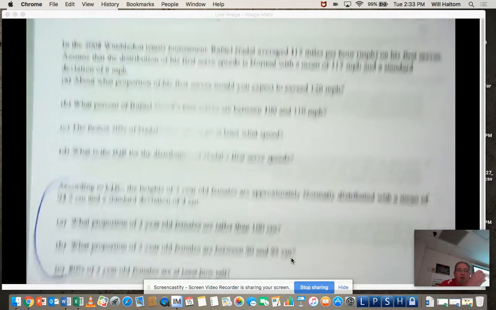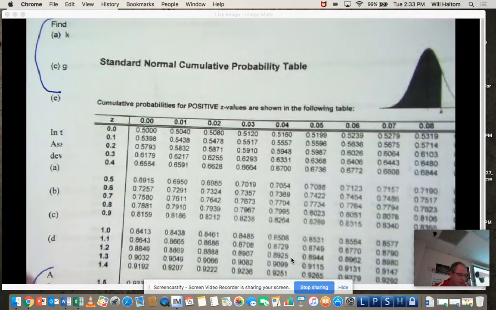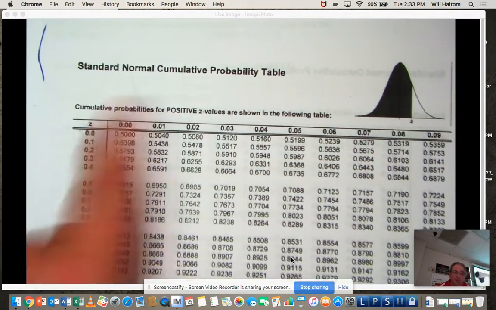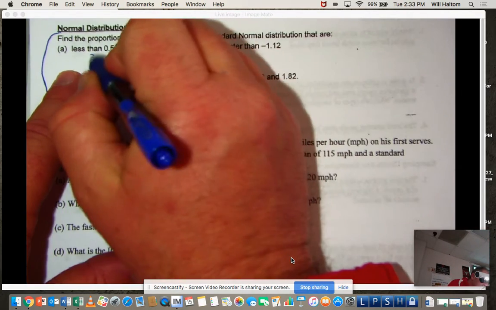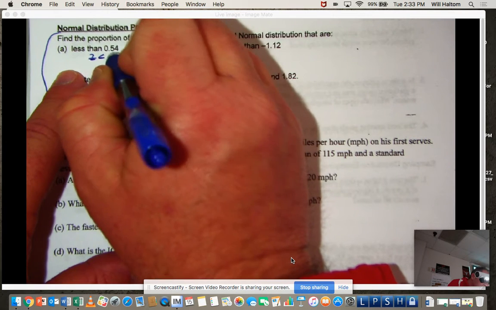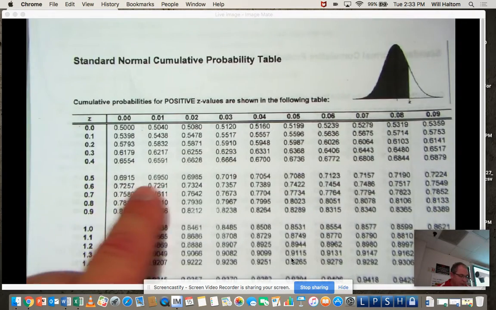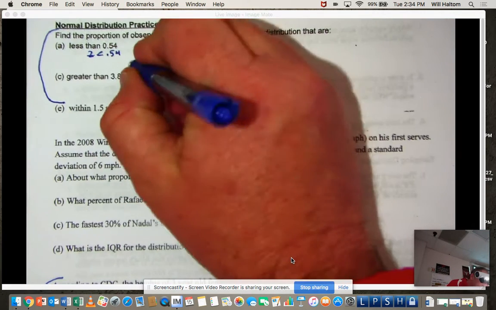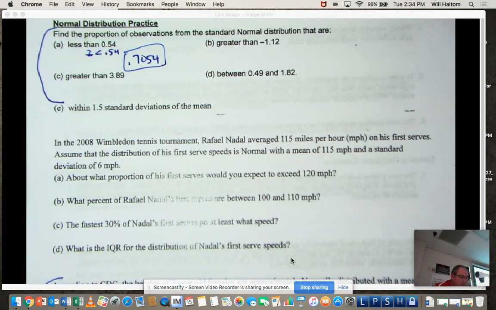All right, so if we're looking at a normal distribution, this is a review from back in Unit 2 or Unit 3. So I need my standard normal distribution table. It's got all my probabilities on the inside and z-scores on the outside. So if I want to know the probability that z is less than 0.54, then the only thing I need to do is look up the z-score, 0.54, and I find 0.7054. That's the probability that I would find a value less than 0.54.